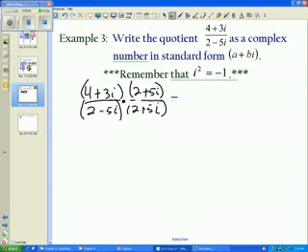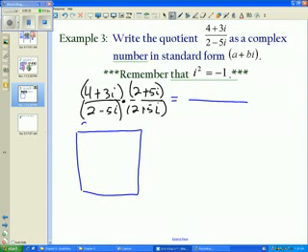I multiply these out. Again, I'm going to use the box method just because it's nice. I personally like to do the denominator first because I like to see that I get that real number. It really doesn't matter which one you do first. So this is 2 minus 5i, 2 plus 5i. Draw my box. 2 times 2 is 4.